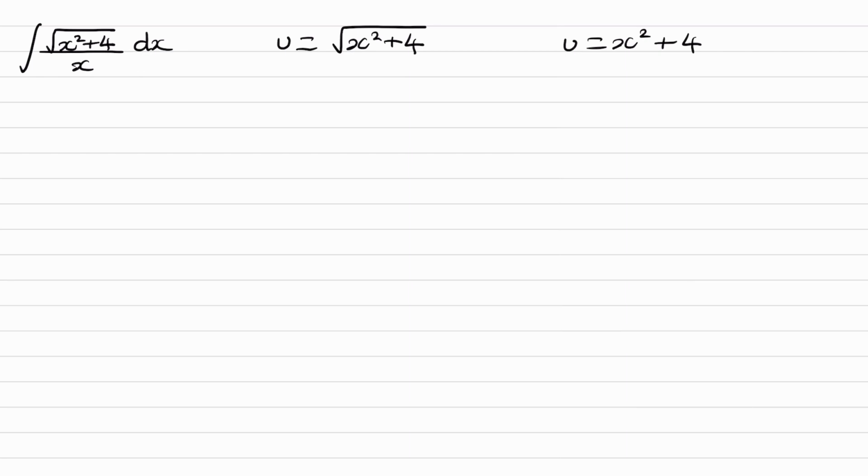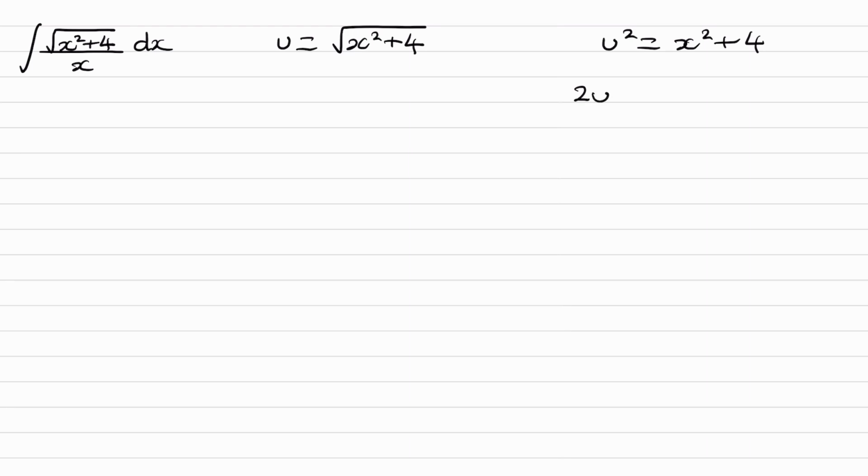If you're not sure why, just try it out. You'll see you end up with something which is awkward to integrate. You'd probably have to use another substitution to figure that out. u is equal to root x squared plus 4 works quite nicely, though this is still quite a difficult question. So we first have to differentiate this. I'll rewrite the equation that we have there as u squared is equal to x squared plus 4.